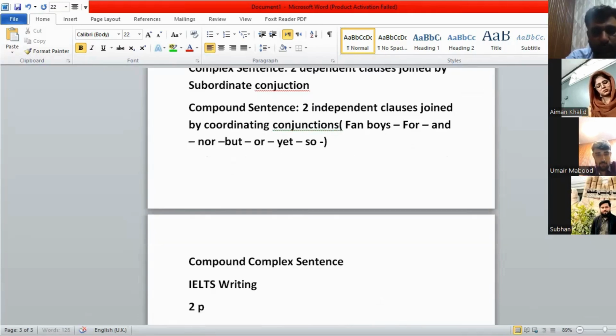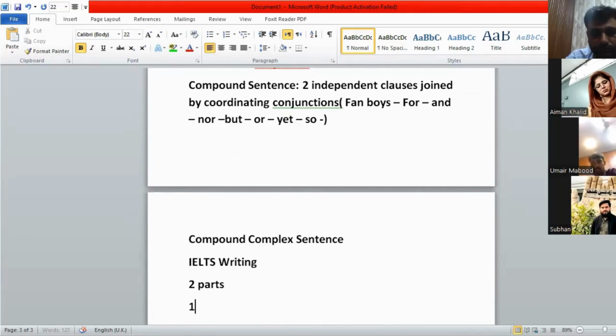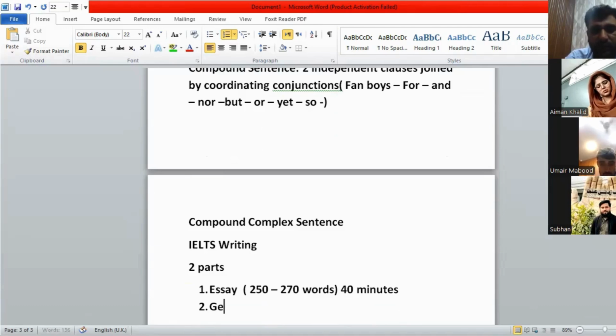We have two parts. How many? The very first one is the essay, 250 to 270 words. It should be written within 40 minutes. And the second one is the graph for the academic purpose, right? That is 150 words, 20 minutes.